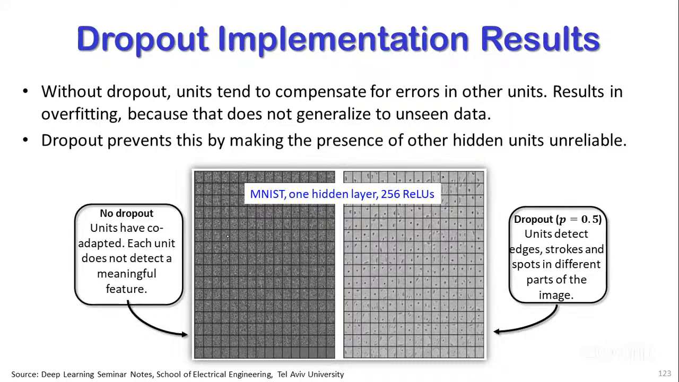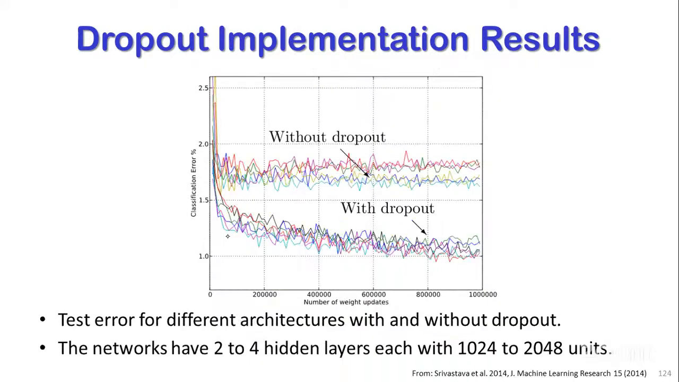But with dropout, the presence of other layers is making these hidden units unreliable. So that is how in the presence of dropout you can learn in a better way. So this is another example, where test error is shown for different architectures, with and without dropout. And so here you can see with dropout and without dropout. So that is how dropout helps us in implementation.